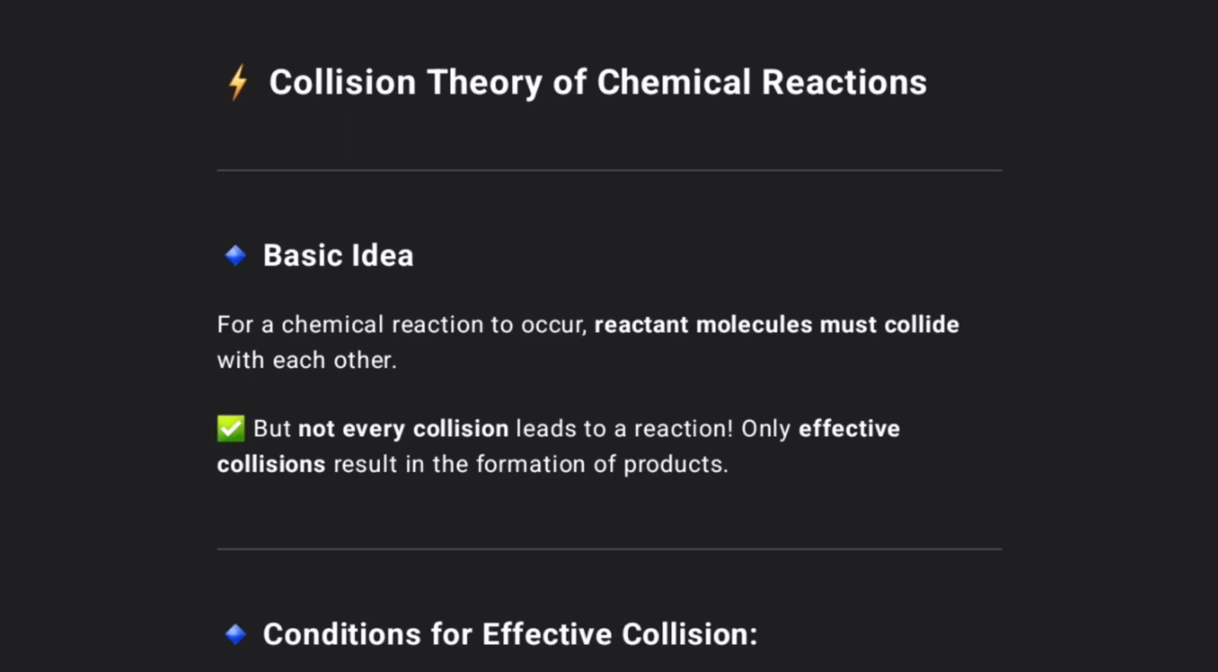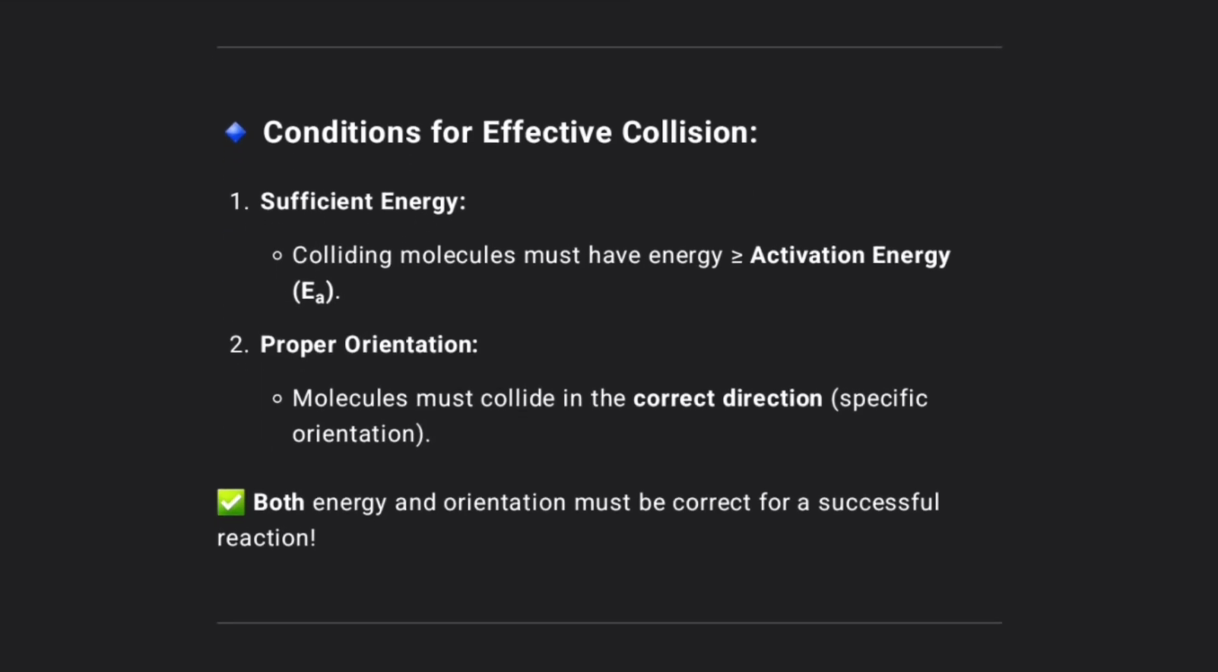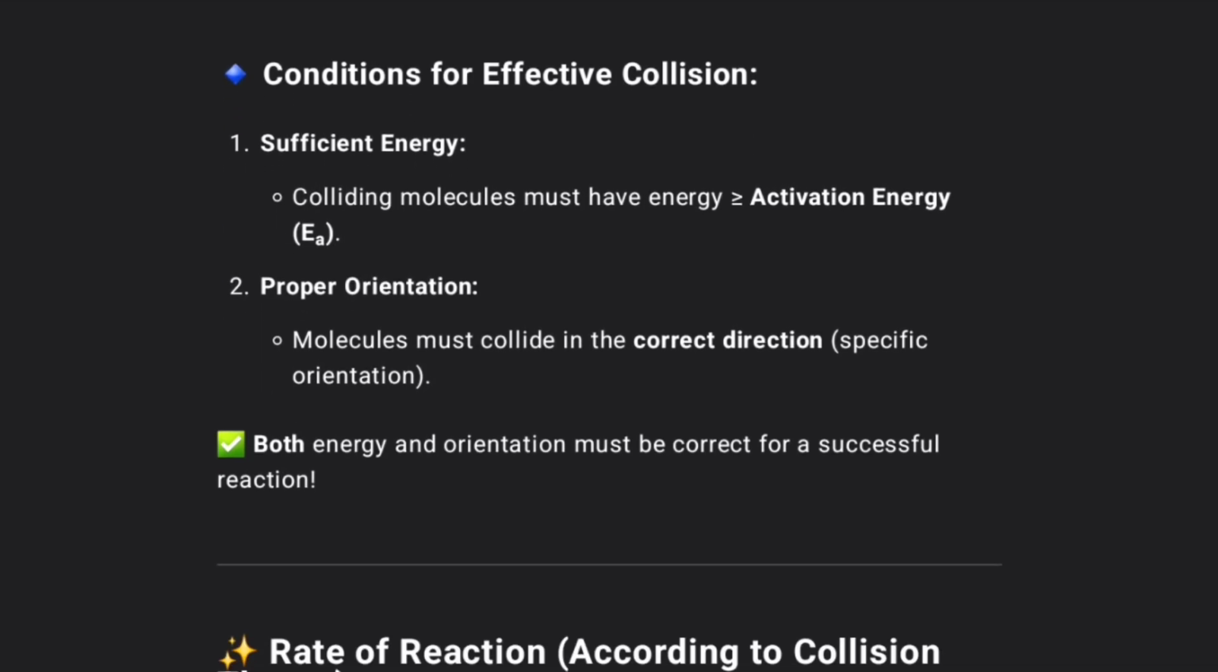Collision theory of chemical reactions. Basic idea: for a chemical reaction to occur, reactant molecules must collide with each other, but not every collision leads to a reaction. Only effective collisions result in the formation of products. Conditions for effective collision: one, sufficient energy; colliding molecules must have energy equal to or greater than the activation energy. Two, proper orientation; molecules must collide in the correct direction, with specific orientation. Both energy and orientation must be correct for a successful reaction.